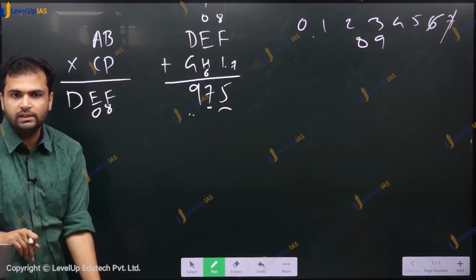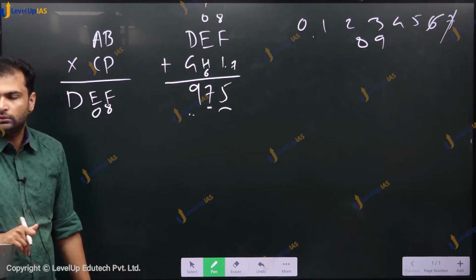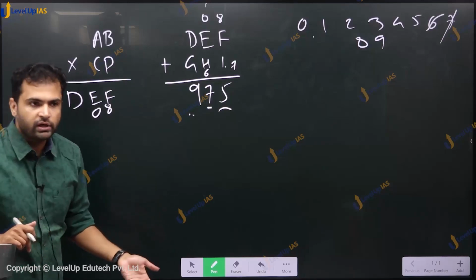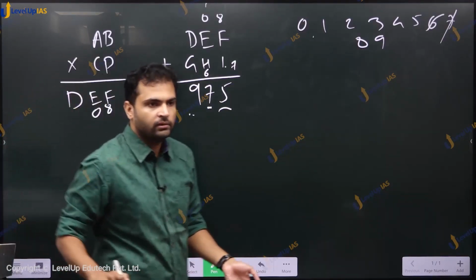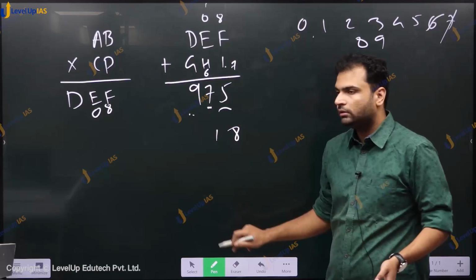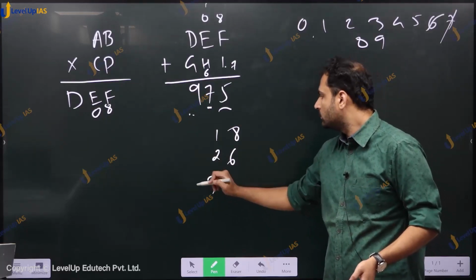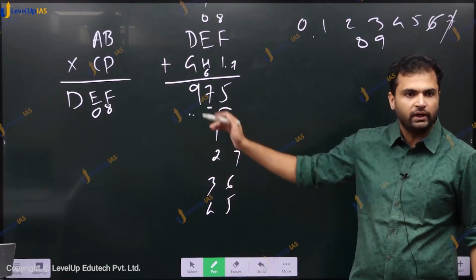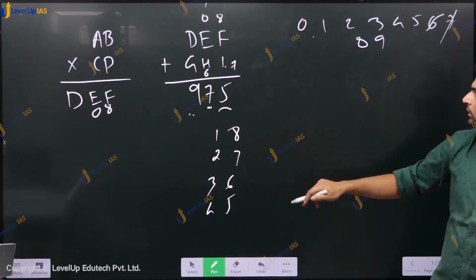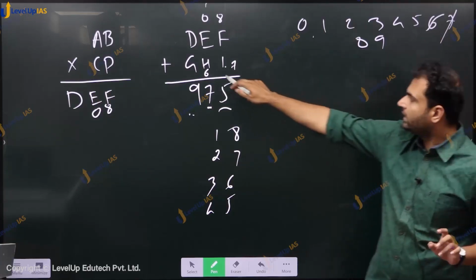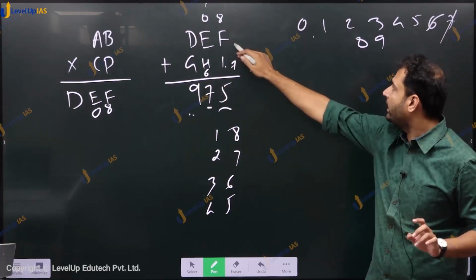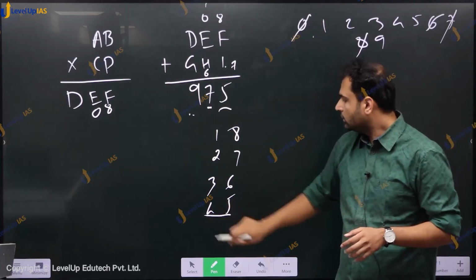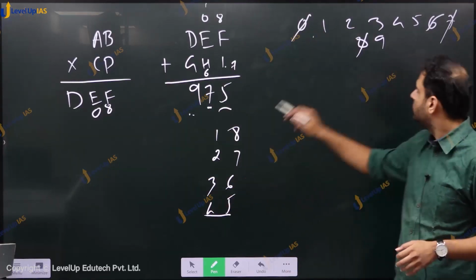D plus G is 9. Which are pairs which give us 9? Either 1 8 or 2 6, 2 7, 3 6 or 4 5. Only these pairs give us 9. No other choices. But 8 is already taken by H. No, 8 is already taken by F. E is 0. Right? So 4 plus 5 are the only free things.